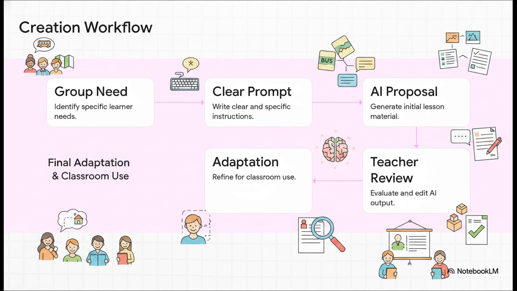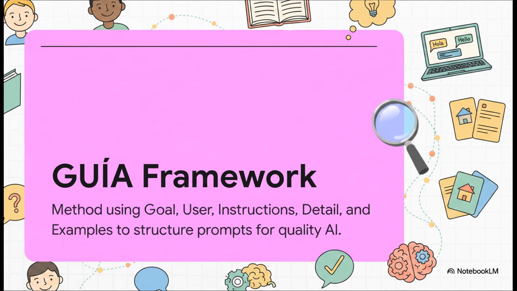You check it, you tweak it, you refine it, and only then does it become the final adaptation ready for classroom use. Now, to get the absolute best results from your AI assistant, you really should use the GIA framework, or guide in English. It's a fantastic way to provide clear context, ensuring the AI understands exactly who this material is for. A generic prompt is just going to give you a generic and often pretty useless result. But with GIA, you tell the AI the goal, the user, the instructions, the detail, and you provide examples. It acts almost like a coach for the AI's brain. By specifying, for example, that the user is an adult migrant learner at an A1 level, the AI instantly knows to dial back its vocabulary and adjust its tone. It's a real game changer.